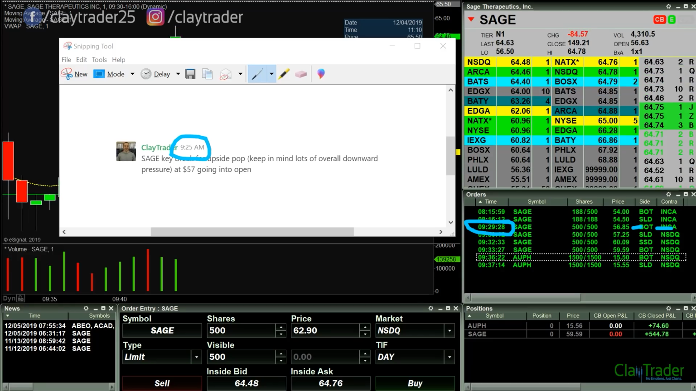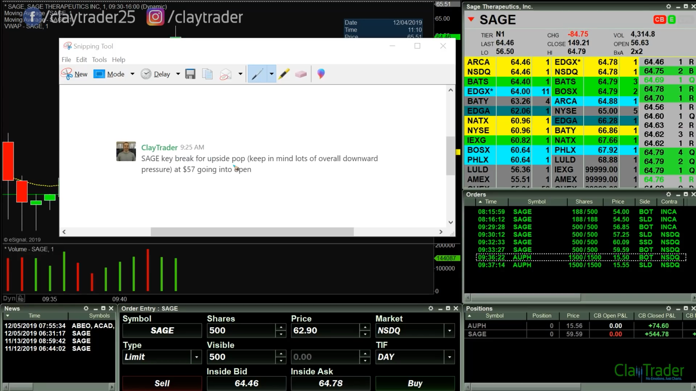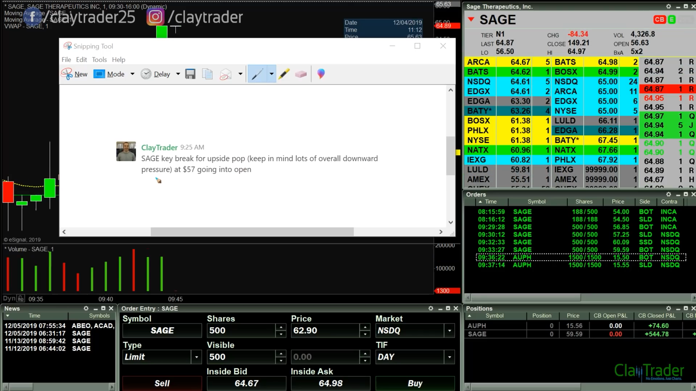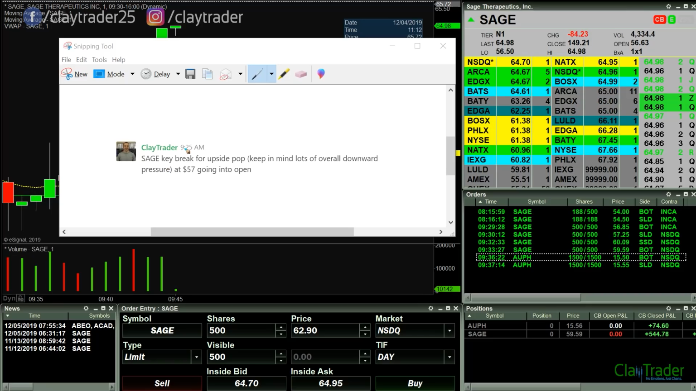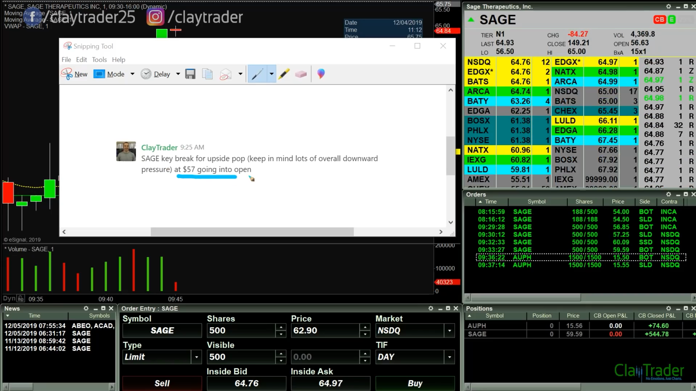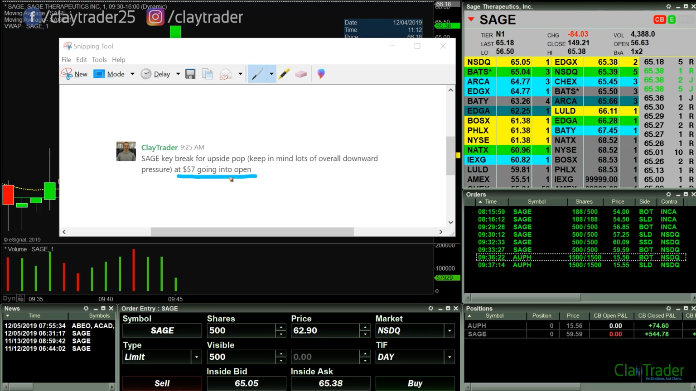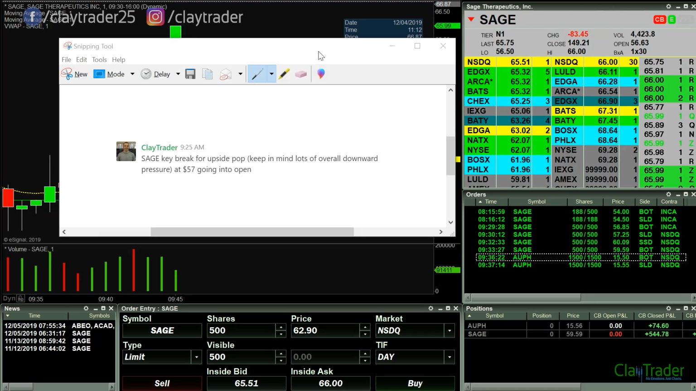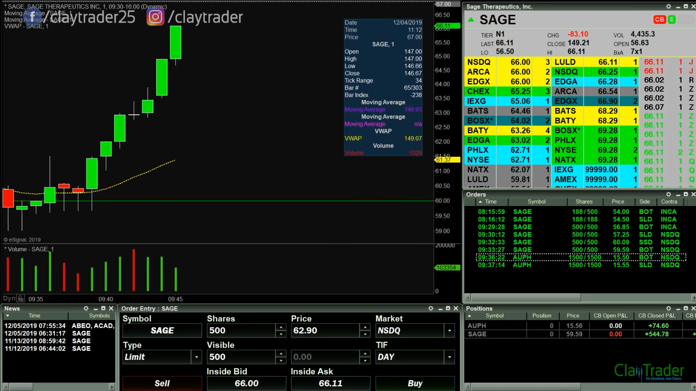But as far as the alert itself, key break for upside pop. Keep in mind, lots of overall downwards pressure. Like I said, that's what was holding me out from not wanting more and getting more at 57, going into the open. And that's exactly what you saw play out here. It just didn't work out. Well, I mean, it worked out for me, but that is why a little shocking.